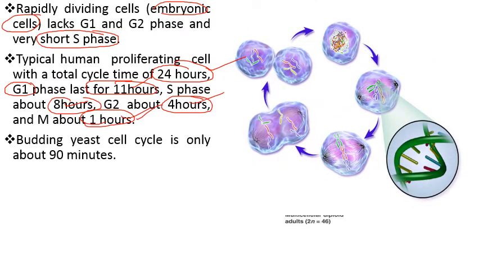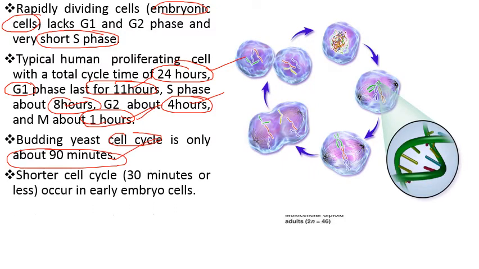The budding yeast cell cycle is only 90 minutes. जो budding yeast cell cycle है, yeast का cell cycle है, वो सिर्फ 90 minutes का होता है. Shorter cell cycle, that is 30 minutes or less, occurs in early embryonic cell because it lacks G1 and G2 phases.